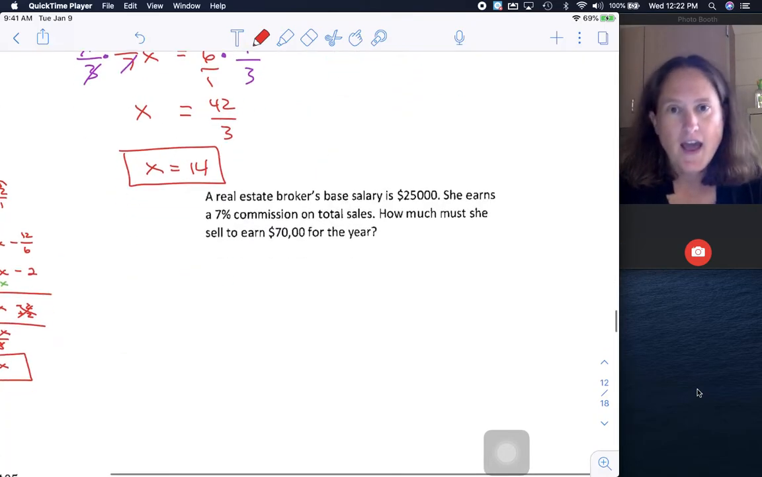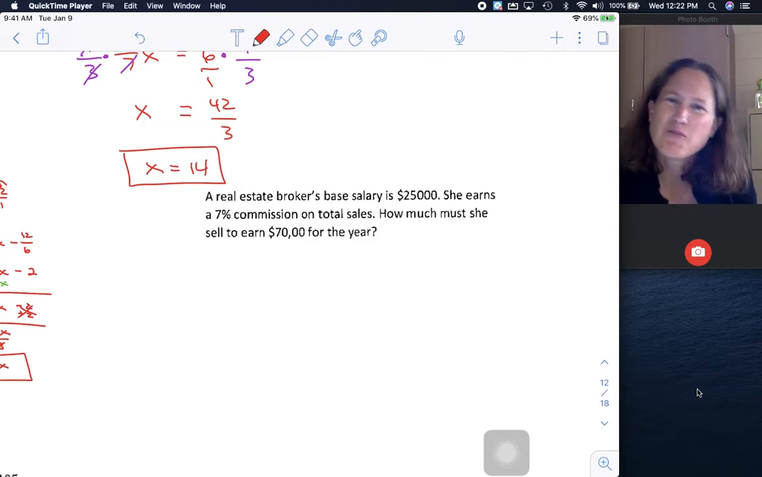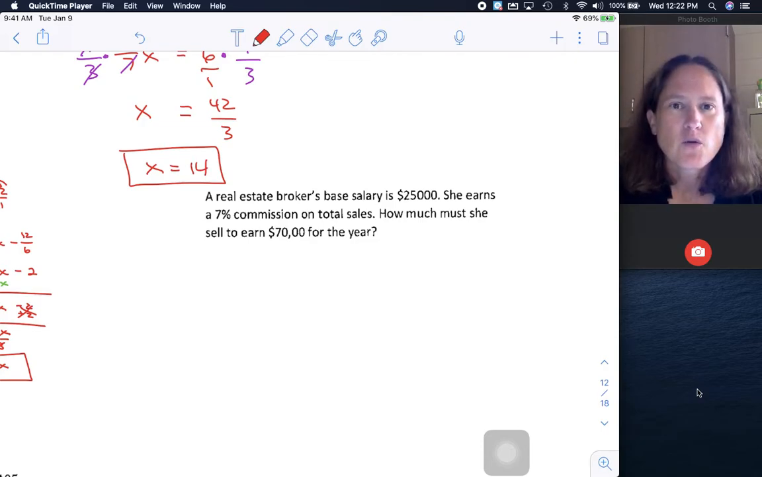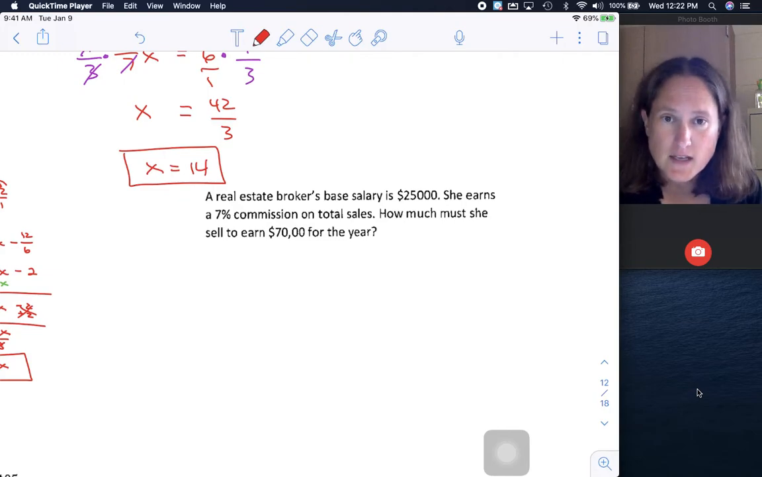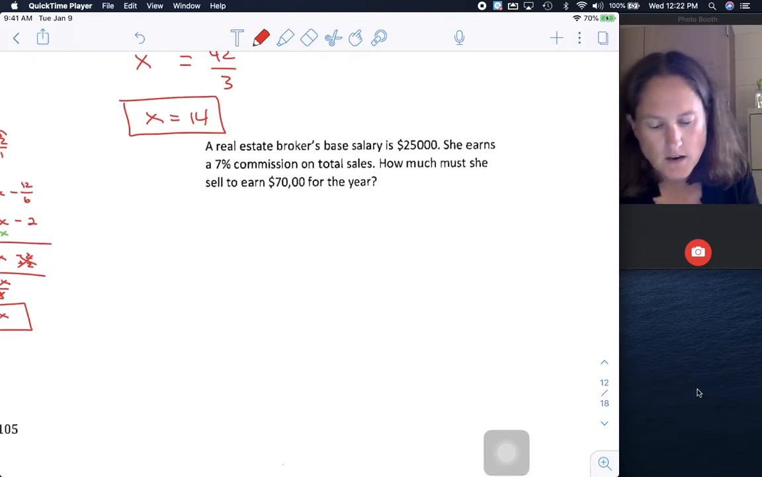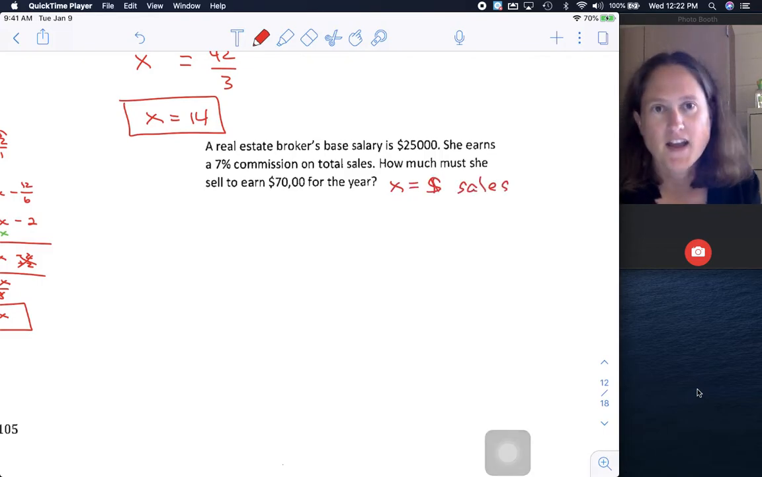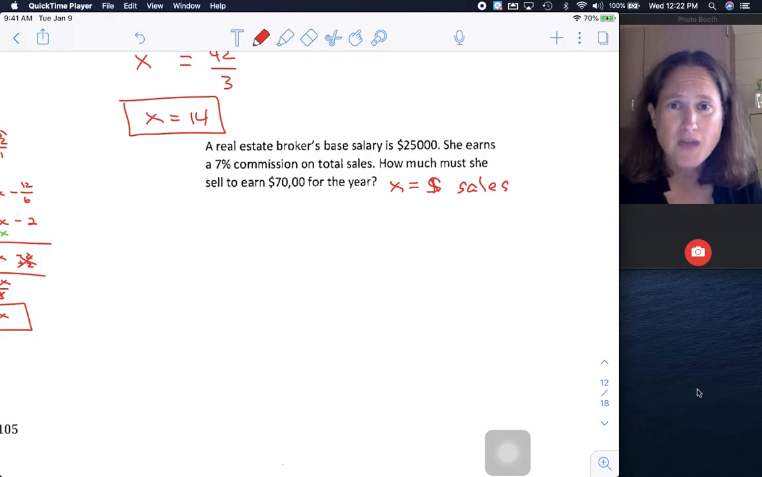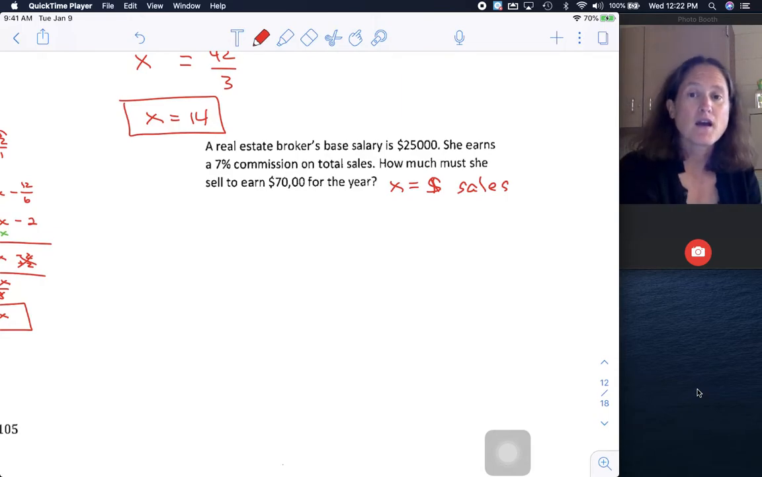Okay, taking a look at the story problem, everybody's favorite. We love story problems. It says a real estate broker's base salary is $25,000. She must earn a commission of 7% on total sales. How much must she sell in order to earn $70,000 for the year? The thing we're trying to find here is how much she needs to make in sales. Does she have to sell $100 worth of stuff to make $70,000? Does she have to sell $5 million to earn $70,000 for the year? We just need to know that.